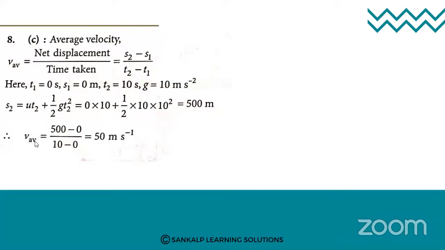Okay. So therefore, the average velocity is given by S2 minus S1, S2 is 500 meter, S1 is 0, divided by T2 minus T1, that is 10 minus 0. So the answer is 50 meter per second. Option C is the answer.